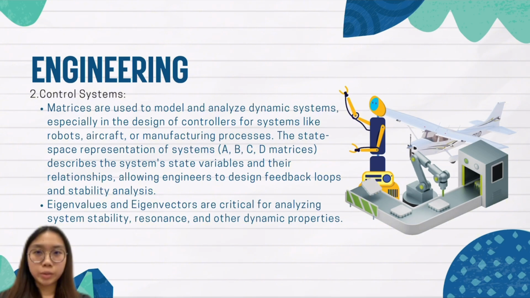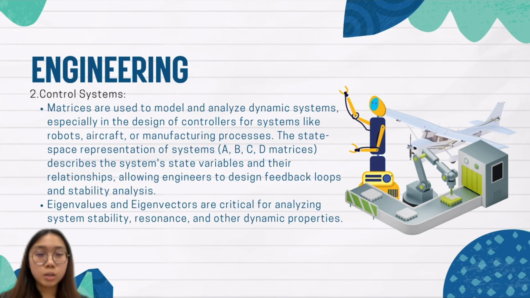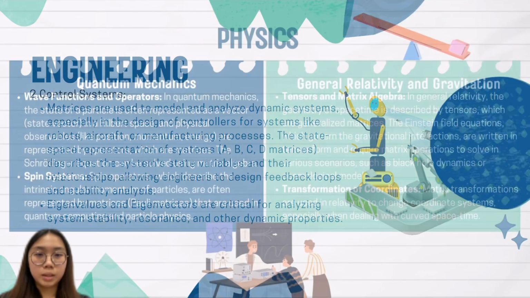Next, matrices are used to model and analyze dynamic systems, especially in the design of controllers for systems like robots, aircraft, or manufacturing processes. The state space representation of a system, the A, B, C, D matrices, describe the system state variables and their relationships, allowing engineers to design feedback loops and stability analysis. Besides that, eigenvalues and eigenvectors are critical for analyzing system stability, resonance, and other dynamic properties.